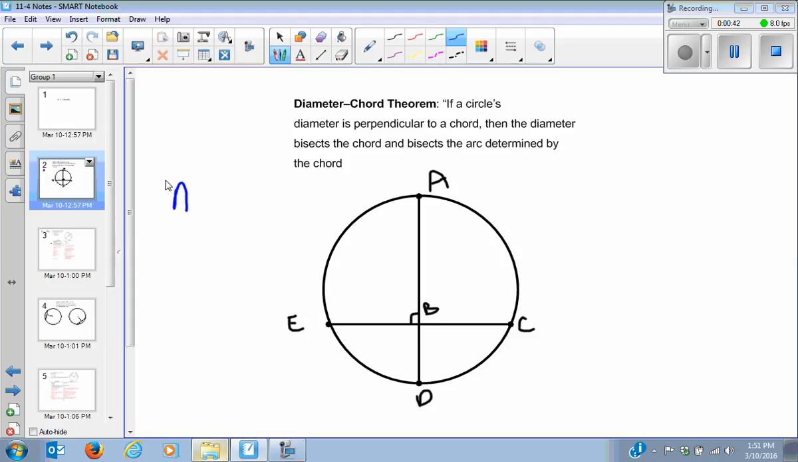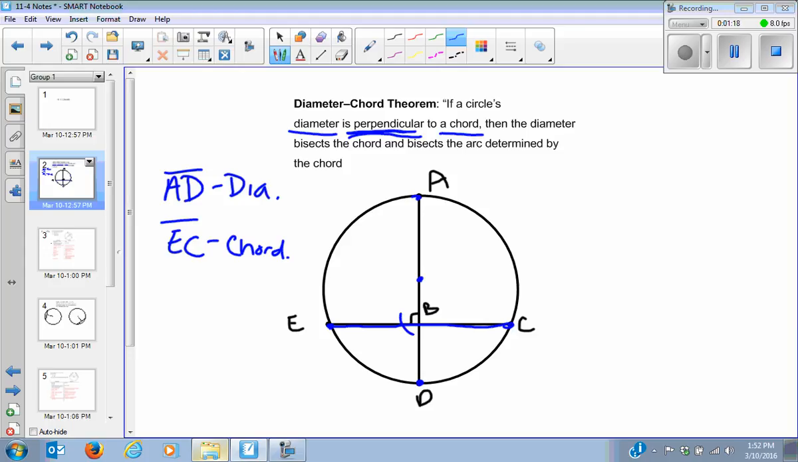We know that AD needs to be a diameter. So this is going to be a diameter. It goes through the center from one side all the way to the other. If that is true, and we have another chord, which is right here, EC is just a chord. Okay, that's all the ifs. So if we have a diameter, we have a chord, and it's perpendicular right here, I showed that it's perpendicular, then here's what I know to be true.